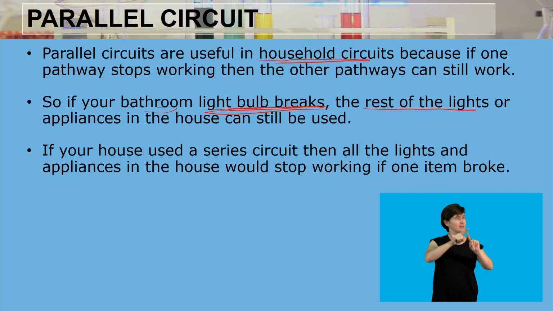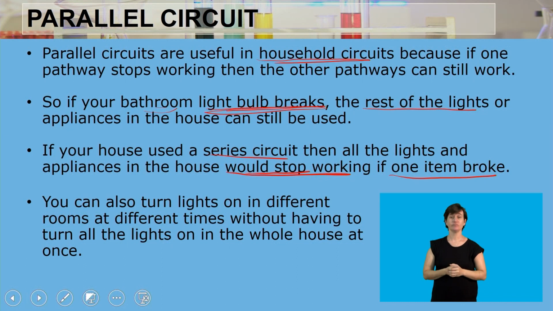So if your house used a series circuit, then all the light bulbs and all the appliances in the house would stop working if one item is broken. Because remember, in series, all the components are connected one after the other. So for current to move on to the second component, it needs to first pass through the first component. If the first component is broken, current will not be able to pass through it, so all the components following it will not receive any current, and therefore they would all stop working.